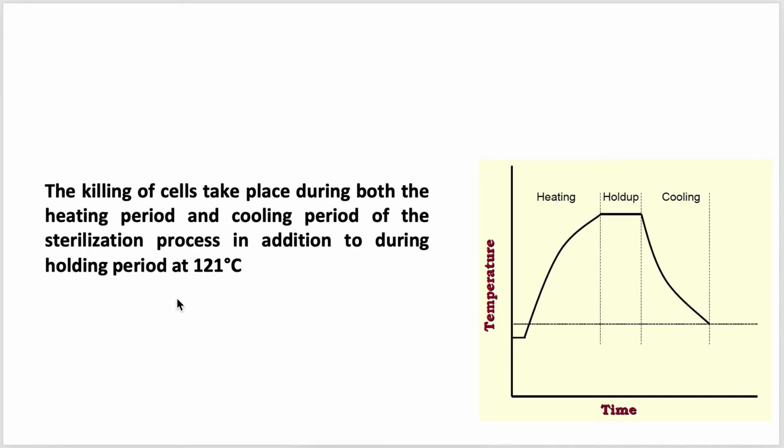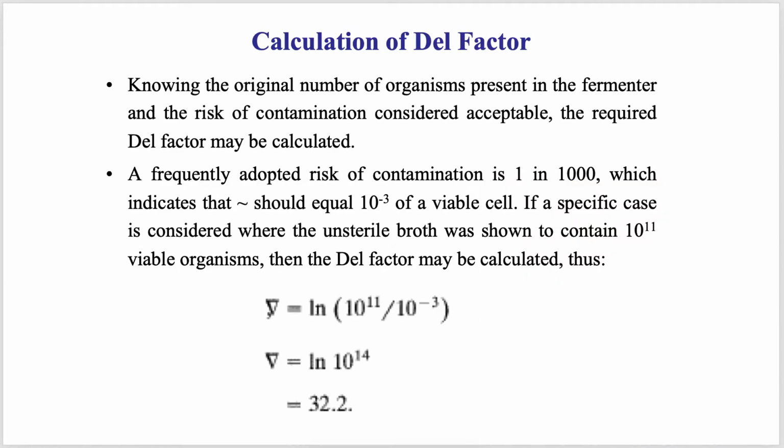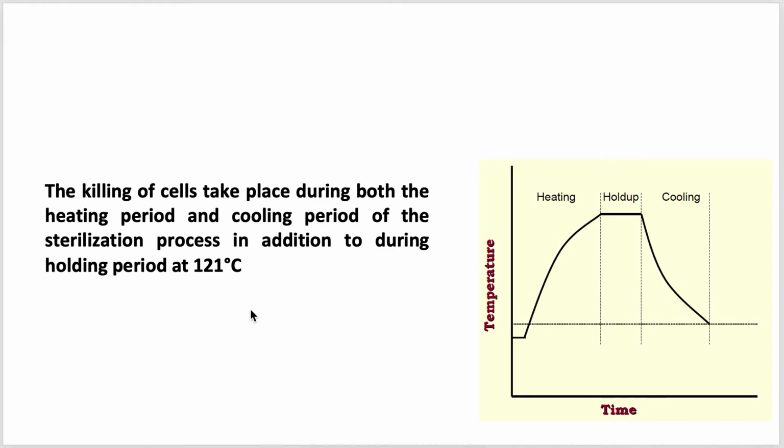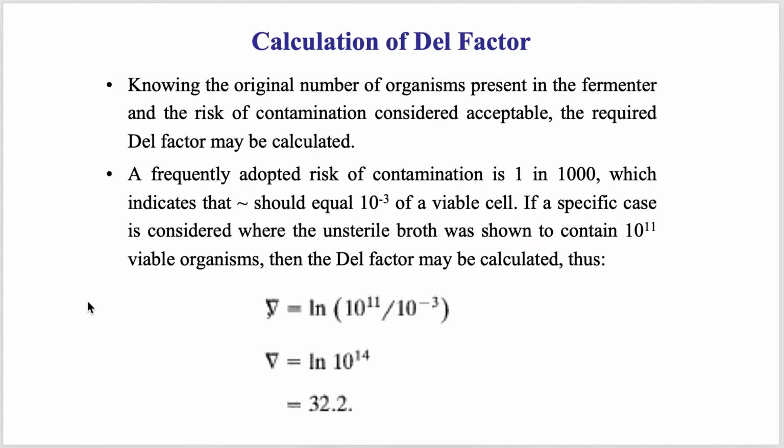Then we'll set the time for how long we'll do the sterilization. Now suppose we want to calculate how much time we will use for the holding period. First, we need to calculate the del factor. So how can we calculate the del factor? By using the equation of del factor. We know that del factor is ln N0 by Nt, right?